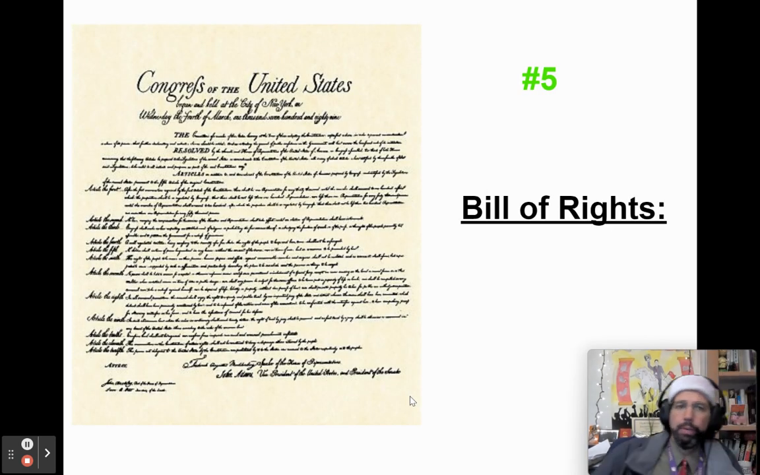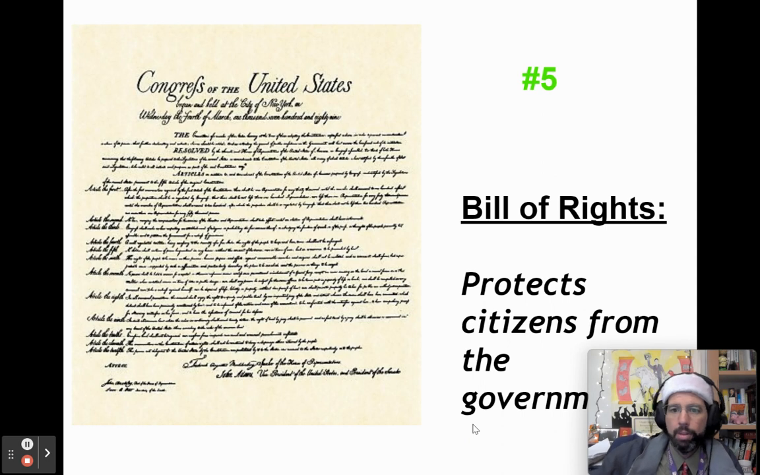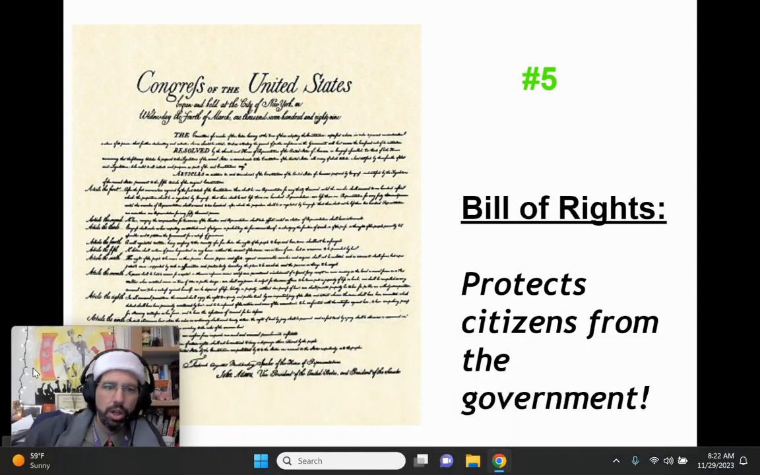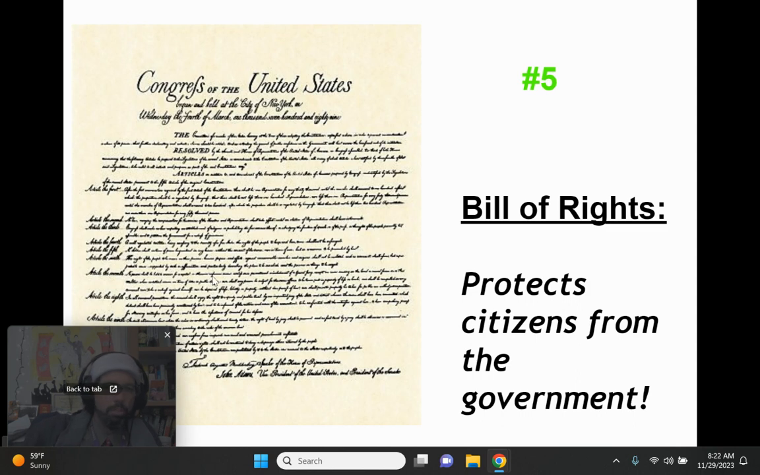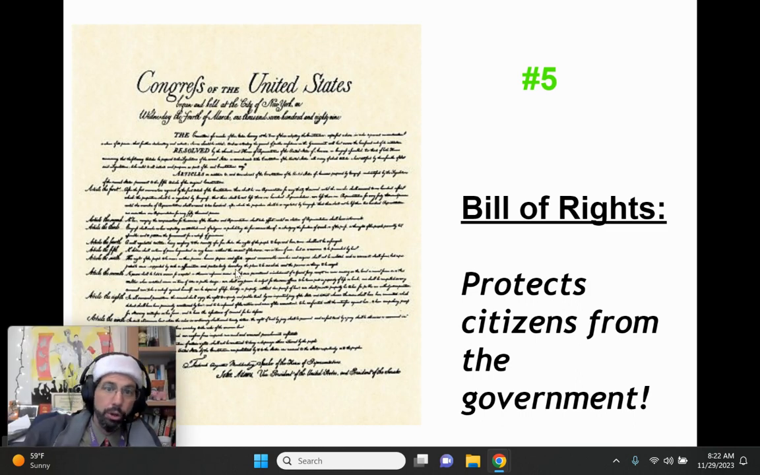Finally, number five, the first 10 amendments of the Constitution are known as the Bill of Rights. They are fundamentally awesome, because at this point in history, no one had ever created a document that literally protects the citizens of the country from the government. You are born with certain unalienable rights. Those rights are listed in the first 10 amendments of the Constitution, the Bill of Rights, which exists to protect the citizens from an abusive government. Free speech does not exist to protect you from another citizen. Free speech exists to protect you from the government oppressing your speech.